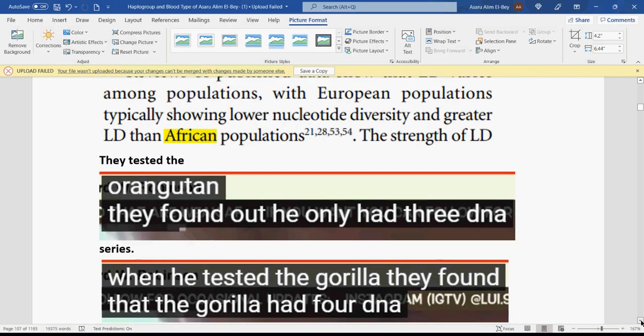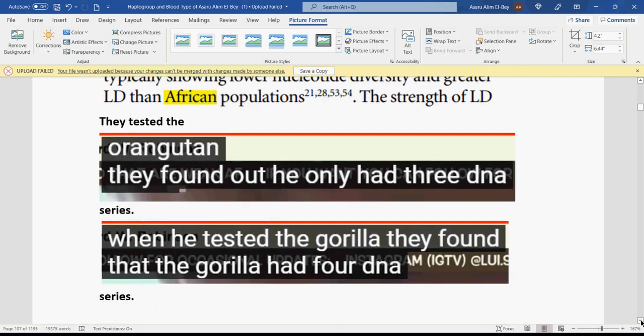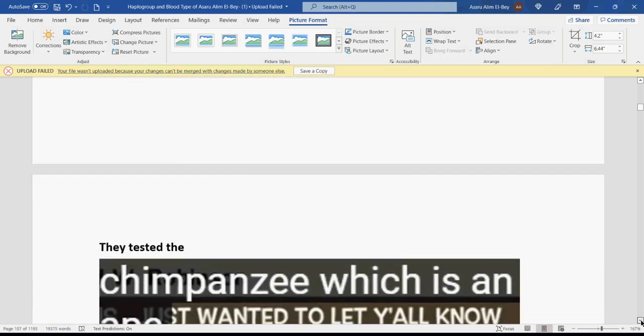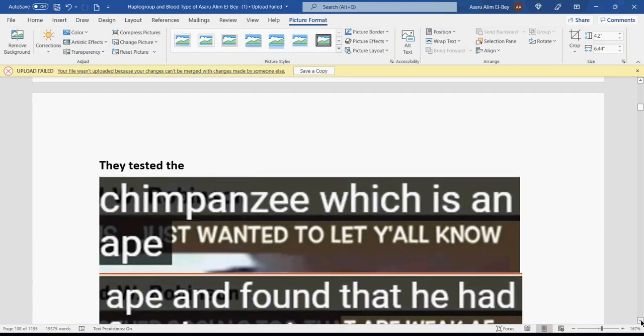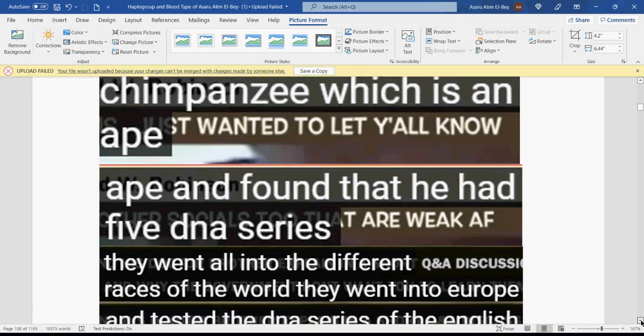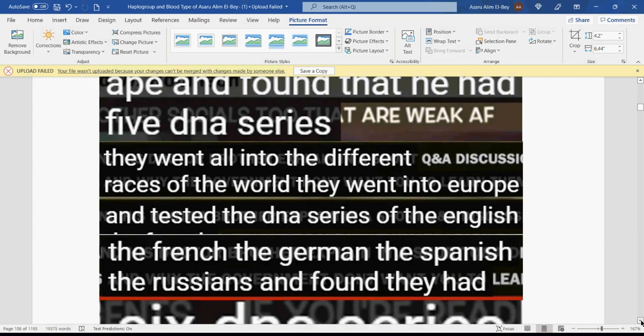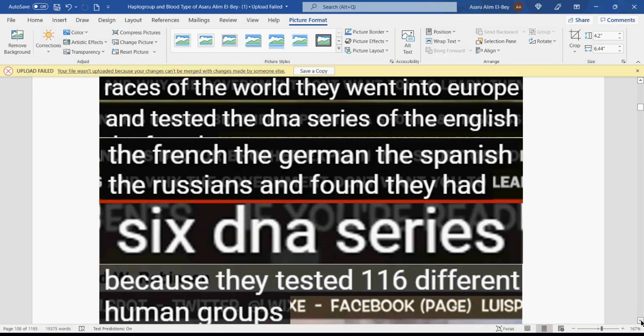and they found out that he only has three DNA series. When they tested the gorilla, they found that the gorilla had four DNA series. Okay? They tested the chimpanzee, which is an ape, and found that he had only five DNA series. They went all into the different races of the world. They went into Europe. They tested the DNA series of the English, the French, the German, the Spanish, the Russians, and they found that he had six DNA series.